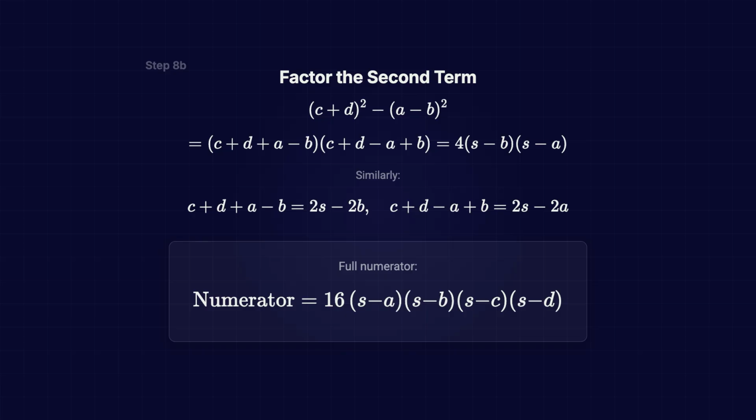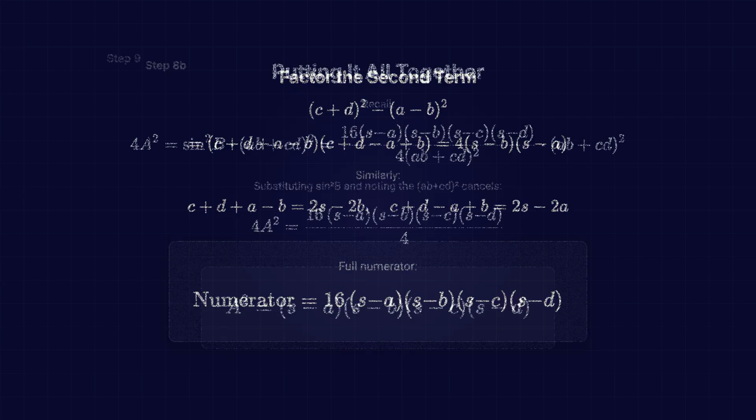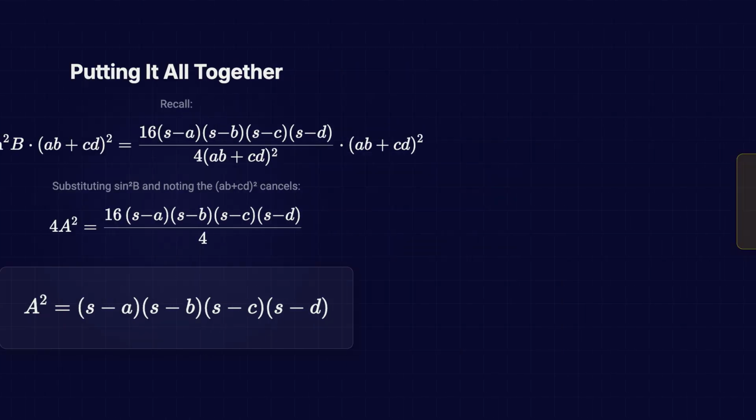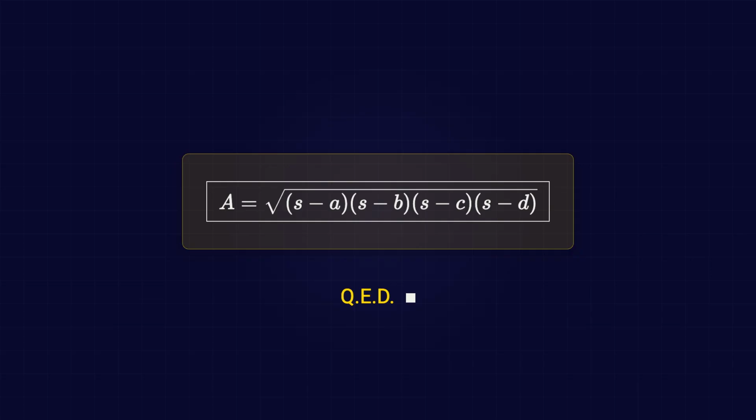And suddenly, through the dust of all that algebra, a gorgeous symmetry emerges. The entire numerator factors into 16 times 4 nearly identical pieces: S minus A, S minus B, S minus C, and S minus D. Let's substitute this back into our original area equation. You can see almost everything beautifully cancels out, leaving us with area squared equaling simply the product of those four terms. Take the square root, and there it is. Brahmagupta's stunningly elegant formula, proven completely from geometric fundamentals.